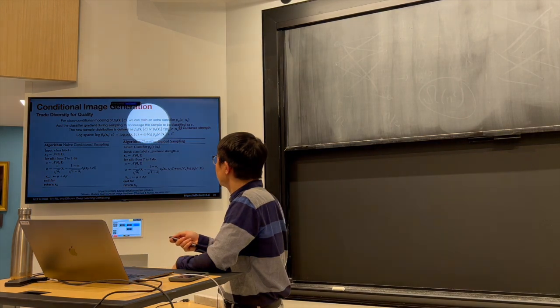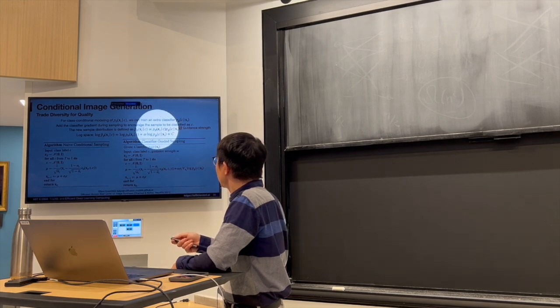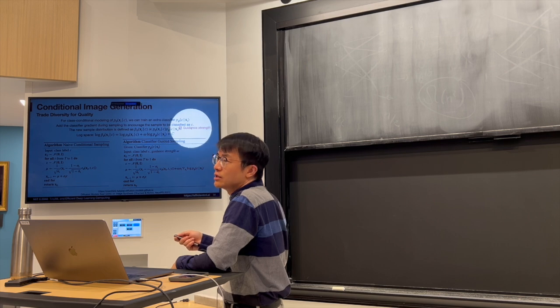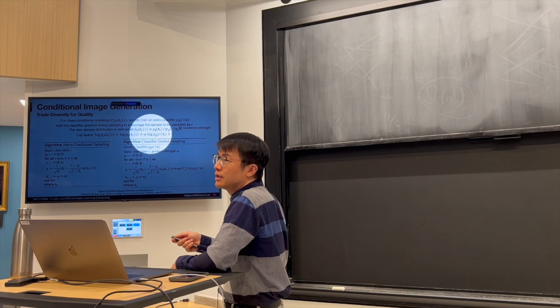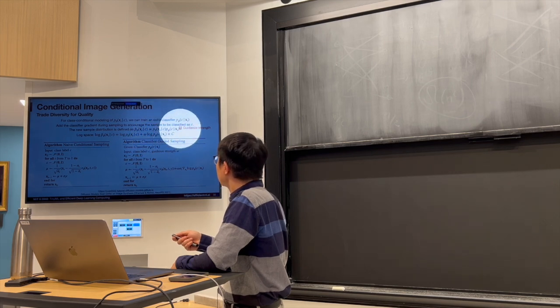So the new sample distribution is defined in this way. Given this class, we want to sample an image, and also this image is predicted as belonging to class C, and we add the power of omega, which is the guidance strength. In the log space, the multiplication becomes the sum, and to the power of omega becomes omega times log p. Okay, so that's why we add omega to the power.